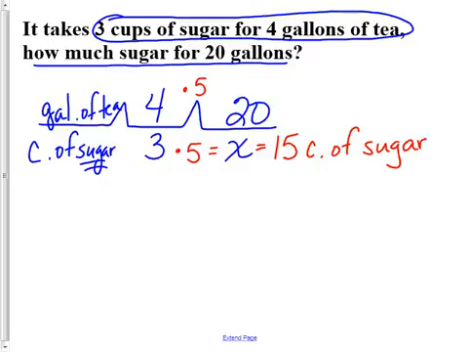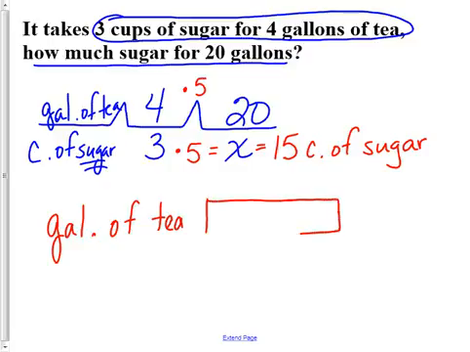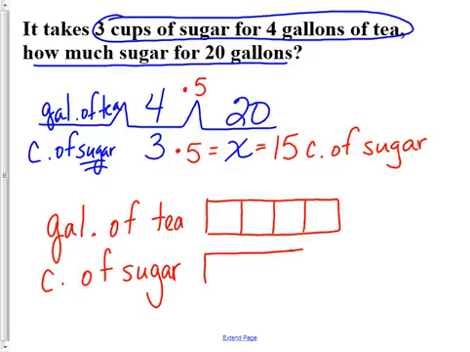Now, another method for solving this problem is to use what's called a tape diagram. Here's what a tape diagram looks like. I still use those same units, and I still set up the same relationship. The gallons of tea is going to be represented by 4, so I'm going to draw 4 boxes. And then to represent my cups of sugar, I'm going to draw 3 boxes because my ratio is 4 to 3.